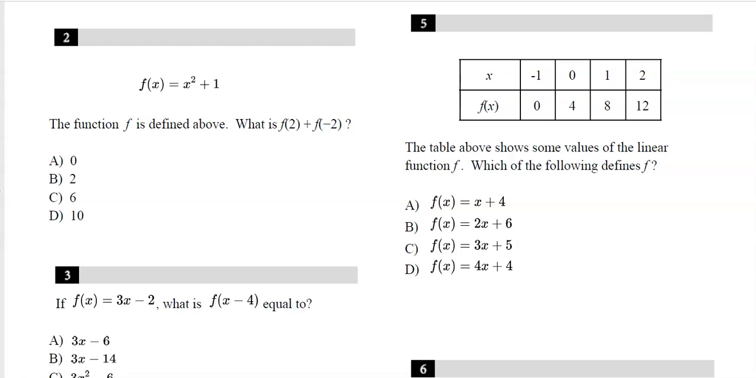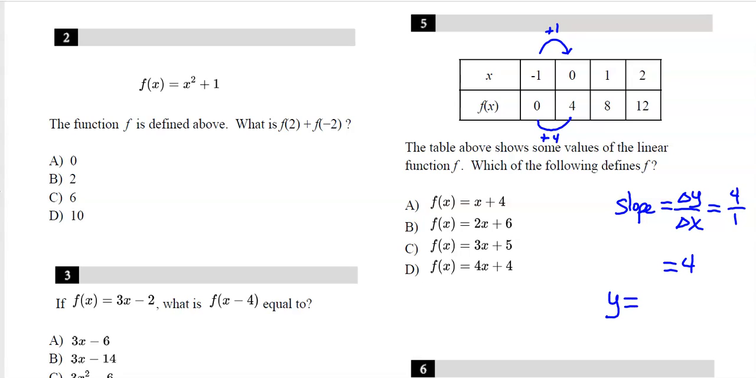Another way you can do it is you can look at slope. The slope is the change in y over the change in x. And so when I look and see what x is happening, well, x is going up by 1. And y is going up by 4. So the change in y was 4. The change in x is 1. So that tells me that the slope is 4.